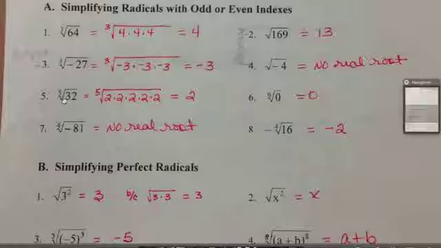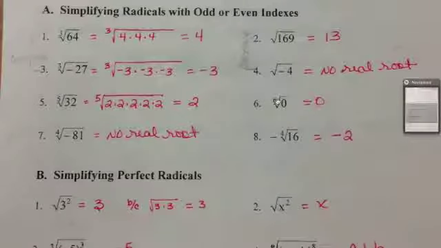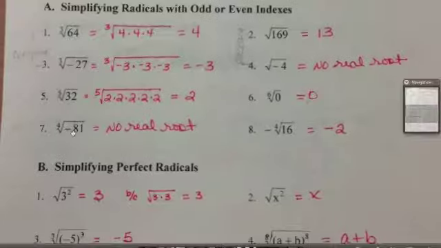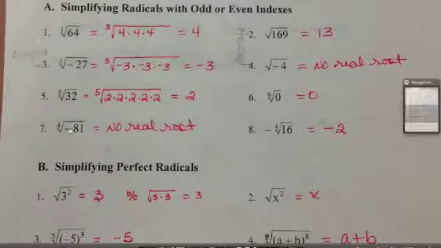Over here we've got 32 to the 5th power. So we take 32, break it down to its factors of 2, 2, 2, 2, 2, and you notice that's a grouping of 5, so you can go ahead and circle the entire grouping. The answer is 2. Zero to any index power is always 0.